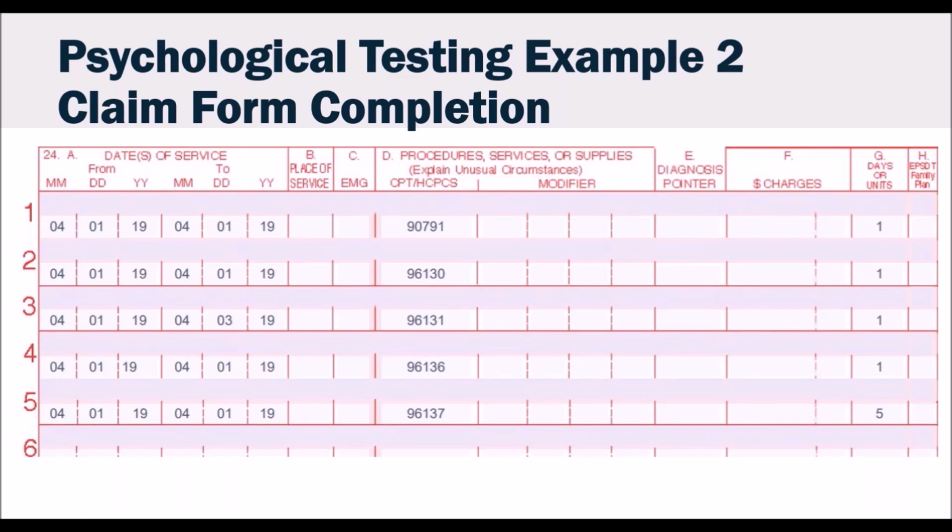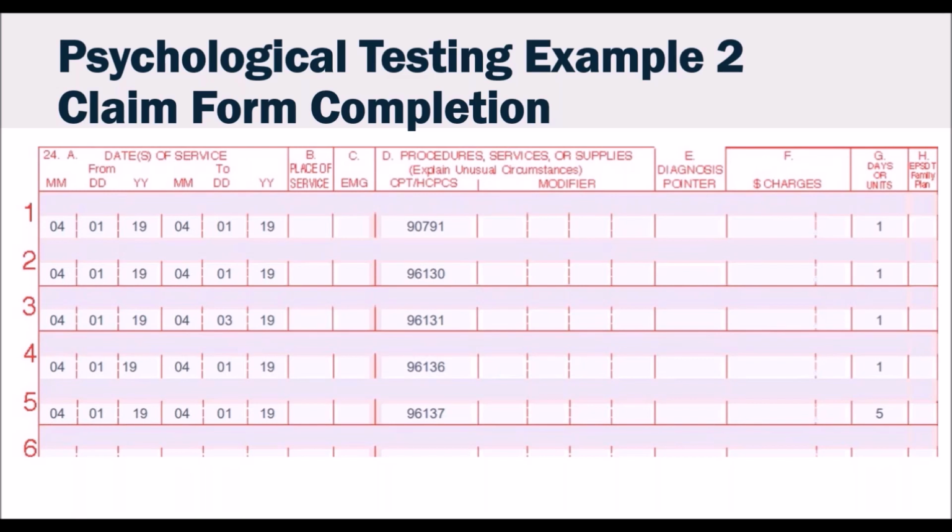And this is an example of how you would fill out the claim form. Again, you see the single unit for 90791, and then you see the base unit for the 96130, which is the evaluation services, and then the 96131, the add-on code for the evaluation services, is 1 unit.